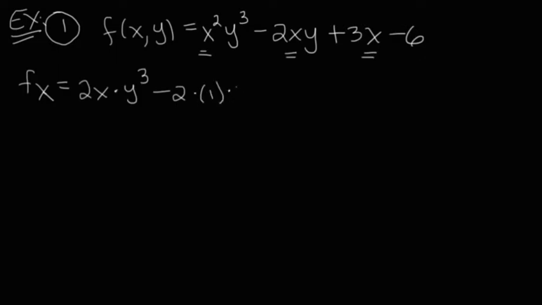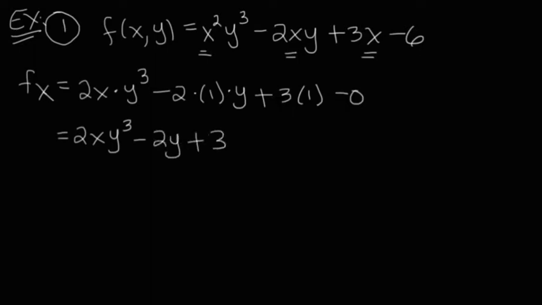And then the y is a constant, so we leave it. We don't take it away or differentiate it. Then plus similarly 3, and the derivative of x is 1, and then the -6 becomes a 0 because that one is a constant not attached to any function. Then we just simplify this, and we're done. So 2xy cubed minus 2y plus 3, and that's your partial with respect to x. That wasn't too bad.